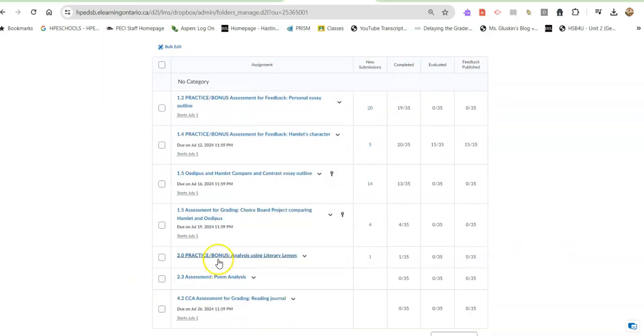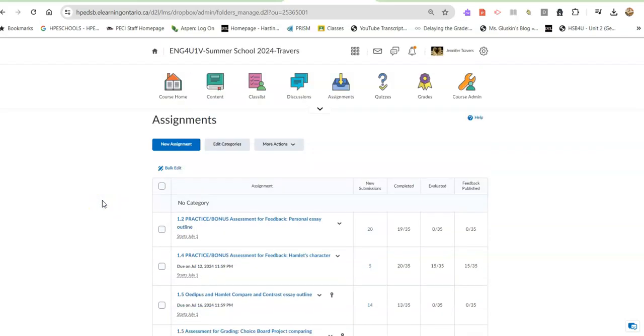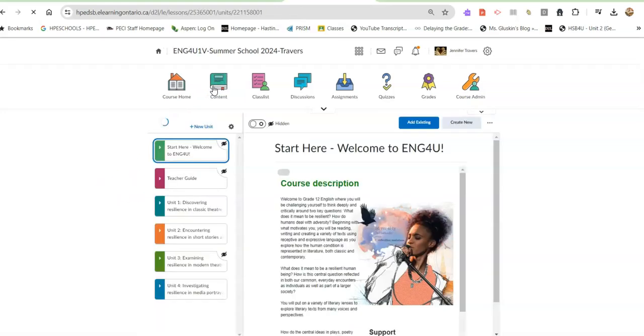So you can hand in any of the literary lens analysis into this one as the practice or bonus, and then you'll see 2.3, the evaluated piece here. These, just like these assignments right up here that I'll be going through this week and marking, provide you with an opportunity in which to both practice, get feedback, but also bump up that mark. So let's look at what exactly we're being asked to do.